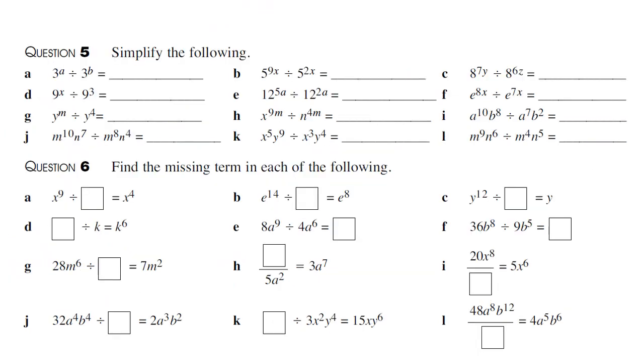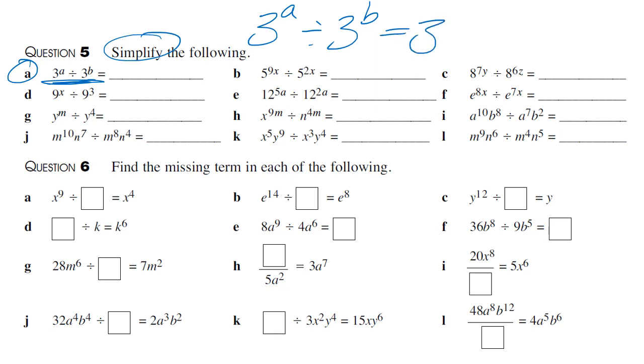Alright, let's look at question 5. We're still using the division rule, or the second index law. What is the question asking? Simplify the following. So it wants your answer to be a little bit simpler than that. 3 to the power of a divided by 3 to the power of b. What does that mean? It means 3 to the power of a minus b, right? Same base, I can just subtract the power.